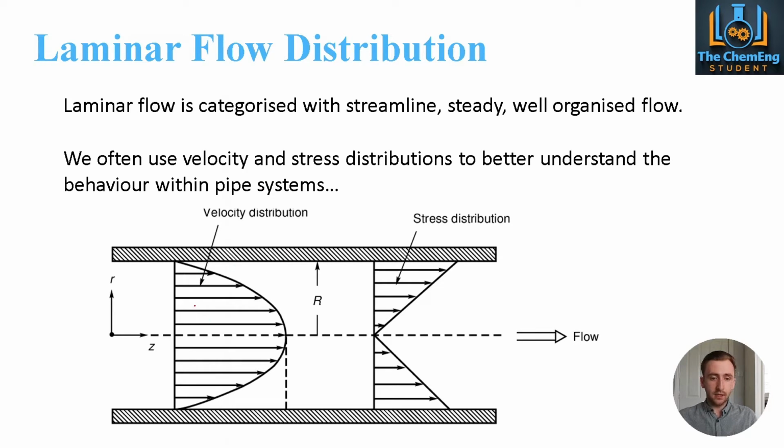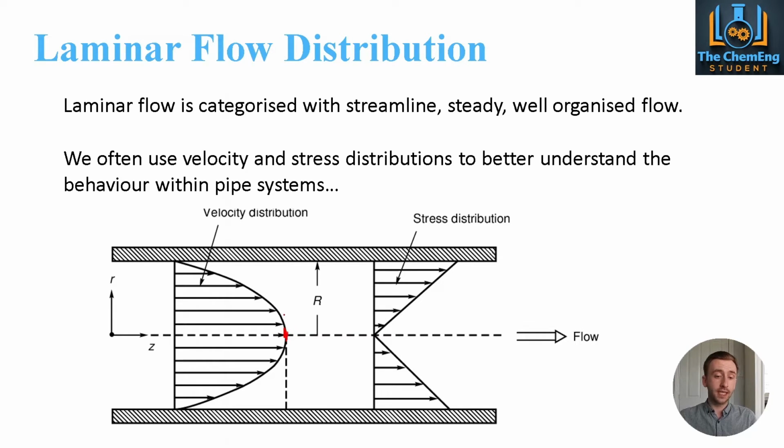So if we consider the velocity distribution first, then what we have here is at the center point, so our flow direction is going from left to right, then the flow at the center of the pipe is at its greatest. So this is the fastest part of the flow, and because it's laminar, we have this well organized streamlined flow. So we know that it's pretty much going to be symmetrical on both sides of the pipe.